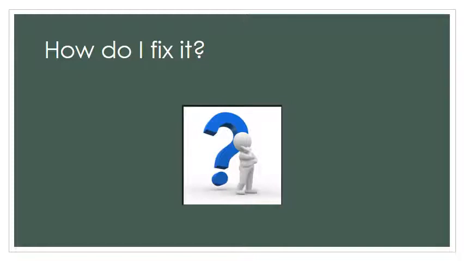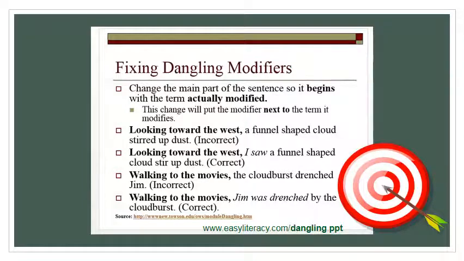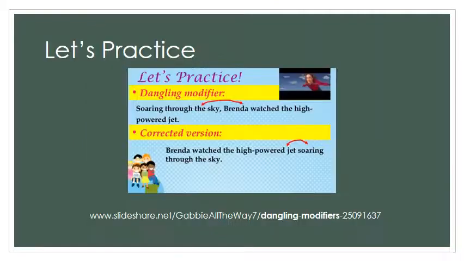So one more time, how do we fix a dangling modifier? If you say the same thing multiple ways, everyone will be able to understand it. You fix it in the same way that you fix a misplaced modifier. You move it close to the thing it modifies. Change the main part of the sentence so it begins with the term it actually modified. Looking toward the west, a funnel-shaped cloud stirred up dust. The funnel-shaped cloud was not looking towards the west. I was looking towards the west. Looking towards the west, I saw a funnel-shaped cloud stir up dust.